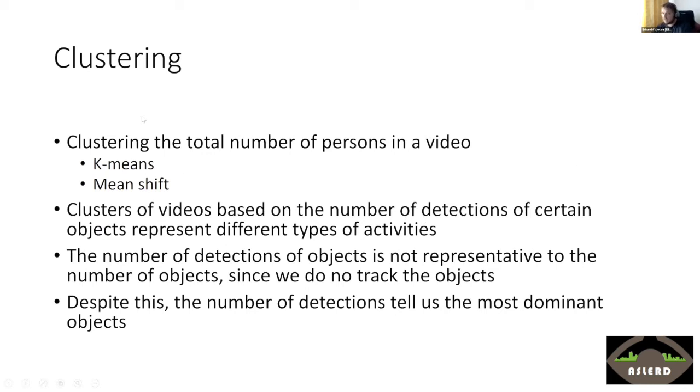So we clustered the data that we gathered, and we clustered the videos based on the number of detections of certain objects, and as I said, the number of detections is not representative of the exact number or approximate number of objects. For example, if you have a clock and it is visible the whole duration, you could have thousands of detections for the clock. But this is not a problem for us because we want to know which objects are dominant, which objects are present throughout the video. It doesn't matter if there is one clock, two clocks, or 1,000 clocks. If the clock is present during the whole video, it means that it is an important feature of that video.